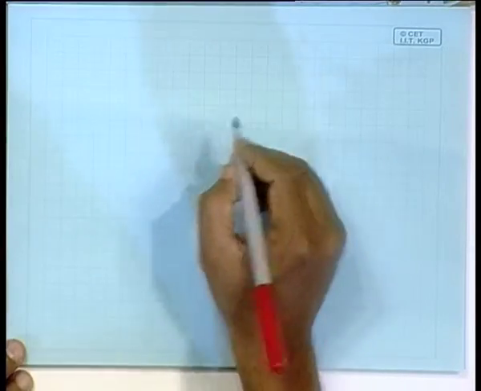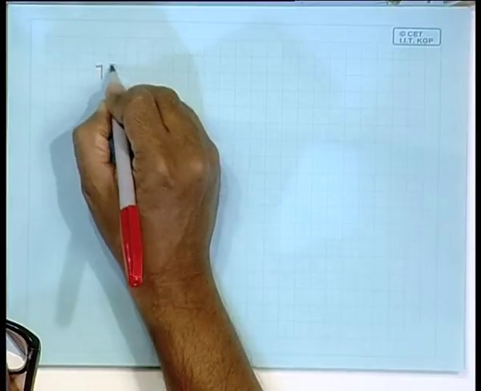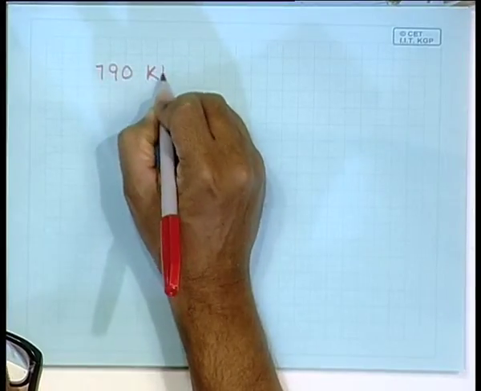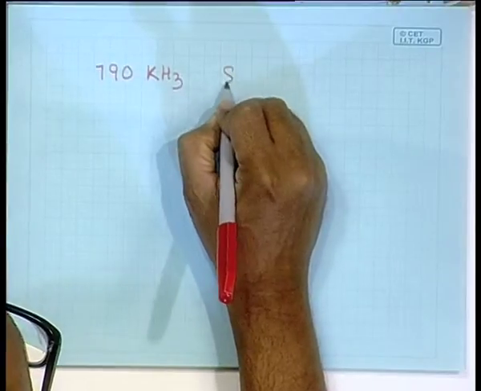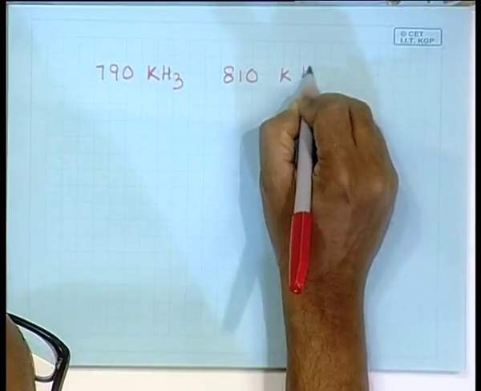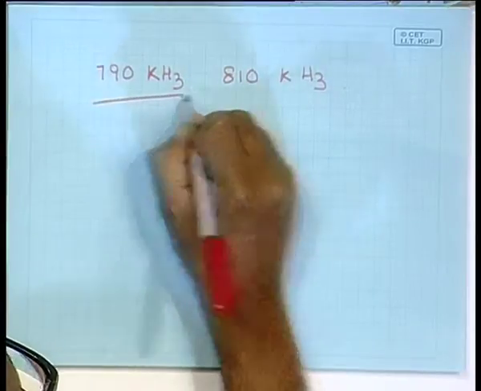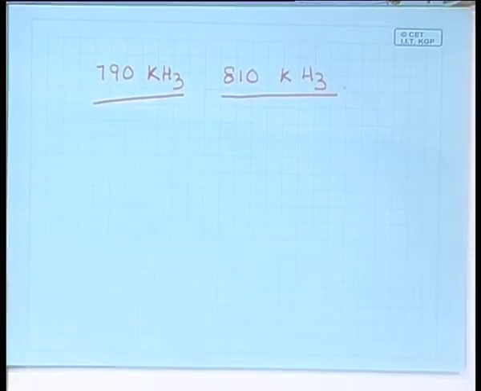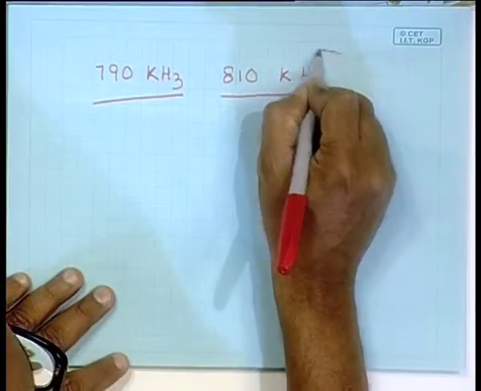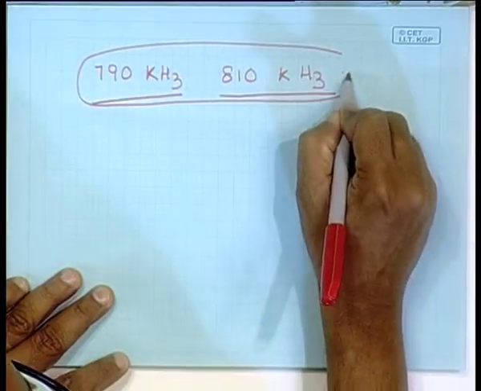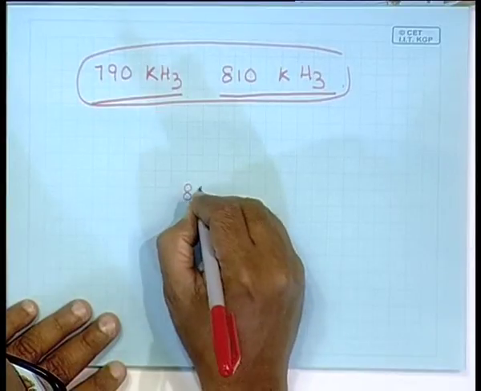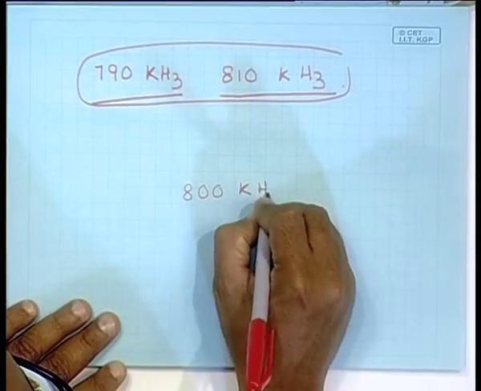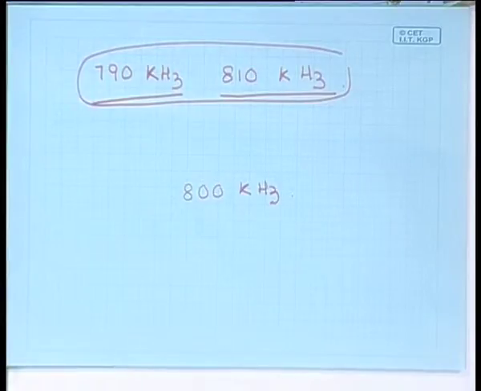So, let us consider a few implications of this. In this particular case, the entire voice signal will be distributed from 790 kilohertz to 810 kilohertz. Now, consider a receiver. So, this is the transmission. Now, consider a receiver which is tuned at 800 kilohertz, but which is tuned to a very narrow bandwidth.